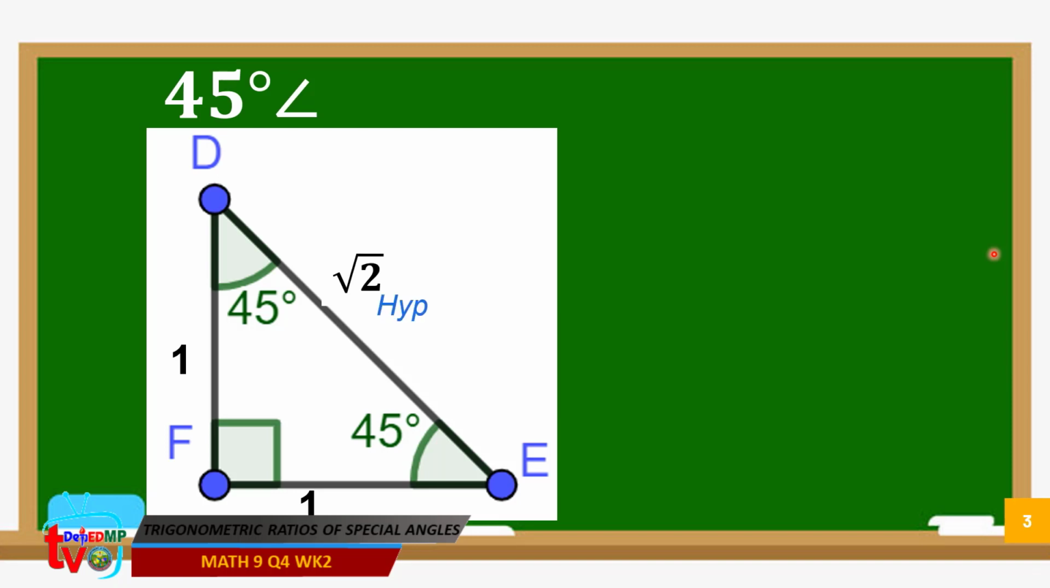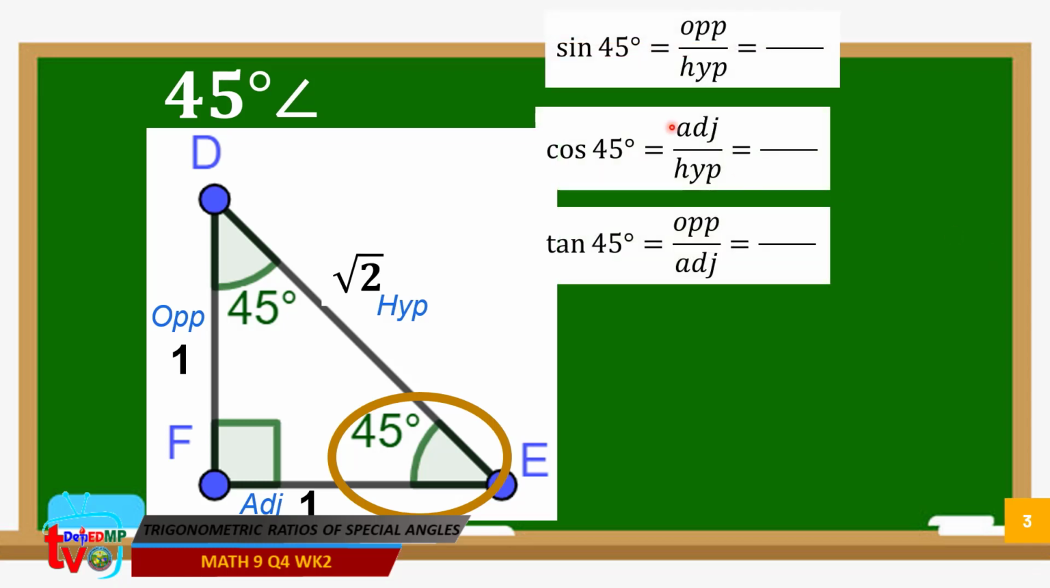Now, the hypotenuse is line segment DE, and since our reference angle is angle E, then line segment DF is the opposite side, line segment EF is the adjacent side. And let us just recall that sine of 45 degrees is opposite over hypotenuse. So that is 1 over square root of 2. When rationalized, it is square root of 2 over 2.